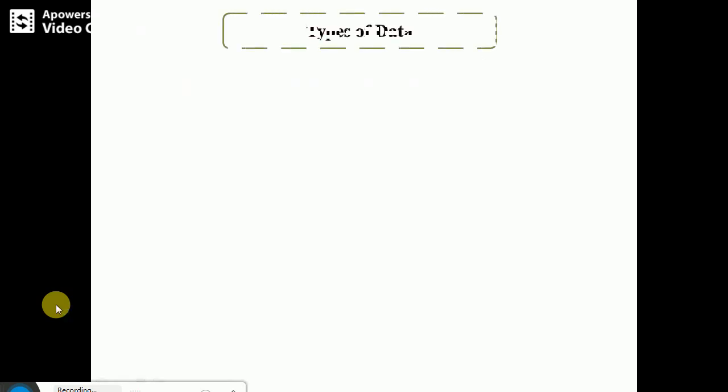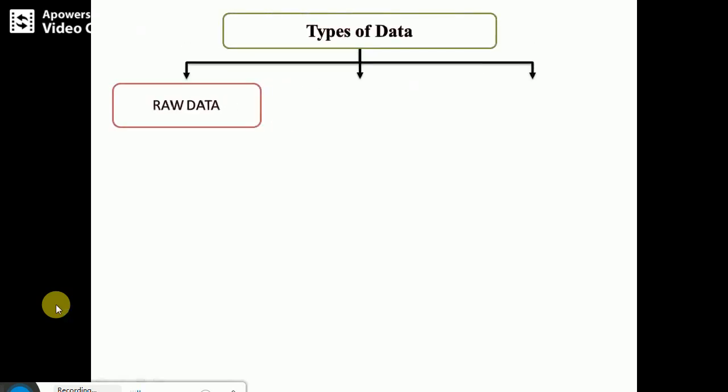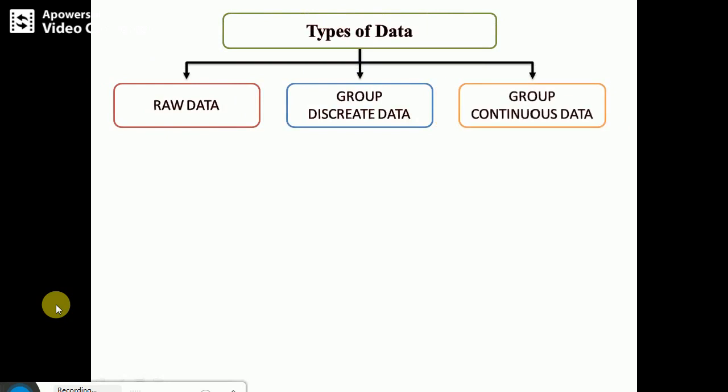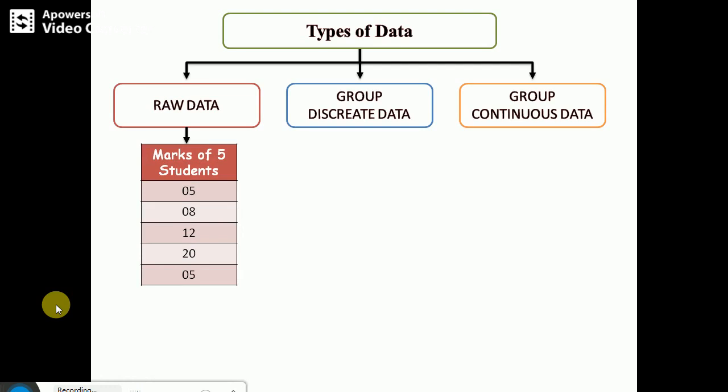Now let us talk about the different types of data. There are total three types of data. First is raw data. In raw data, what we see is there is only data. There are no other things given.